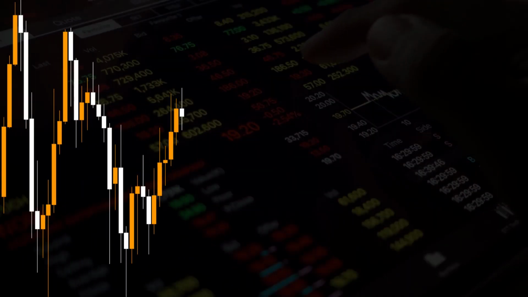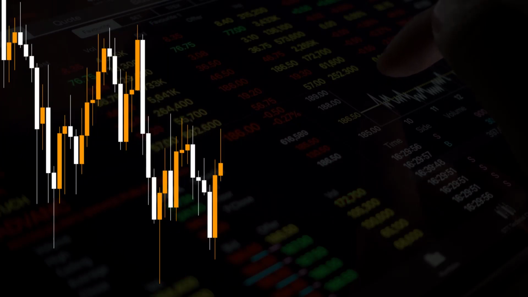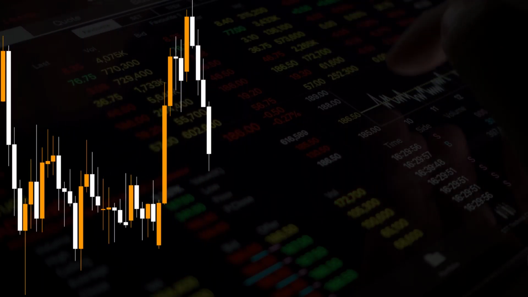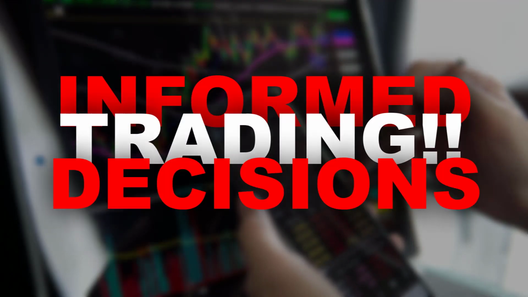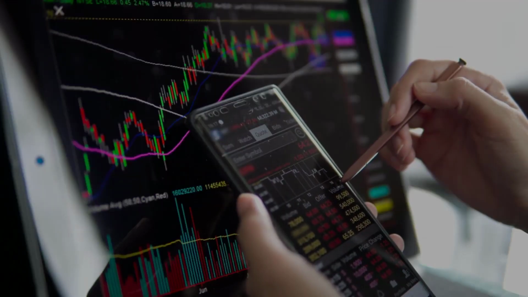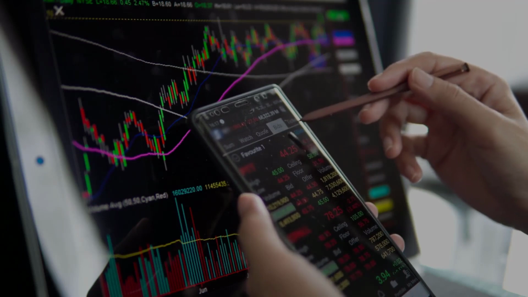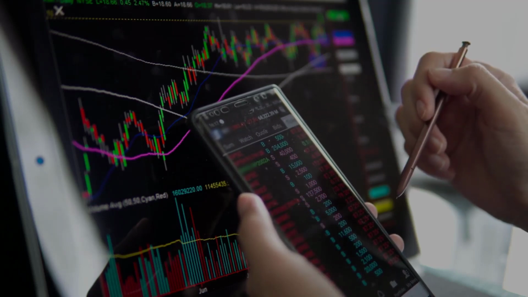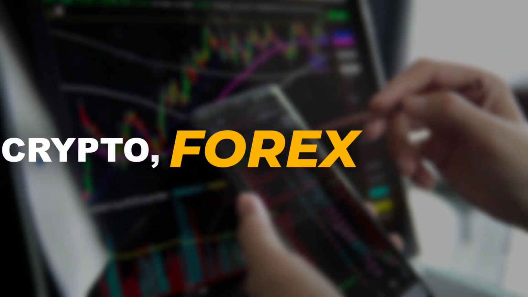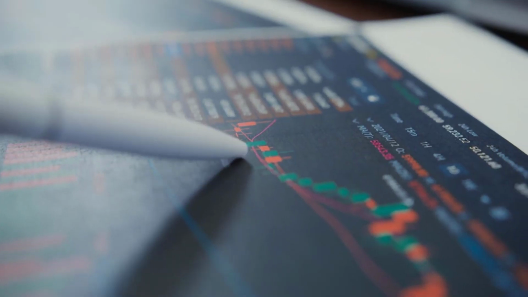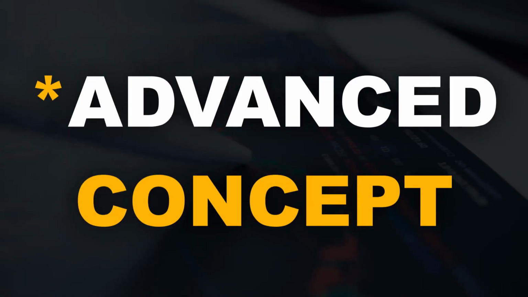So in today's video, we are going to explore some of the most advanced indicators that are available on TradingView. These indicators were designed to help you make informed trading decisions. Whether you are a seasoned trader or just starting out, these powerful tools can help you take your trading to the next level. With these indicators, you can find better and smarter trade entries in the crypto, Forex and stock market.